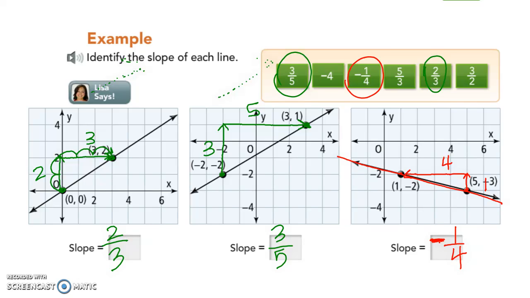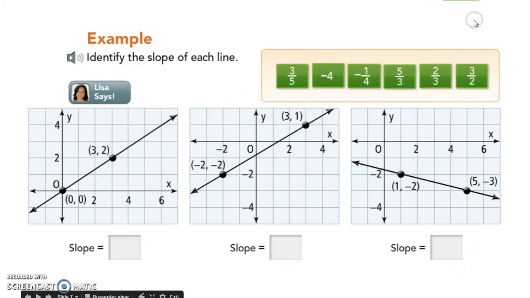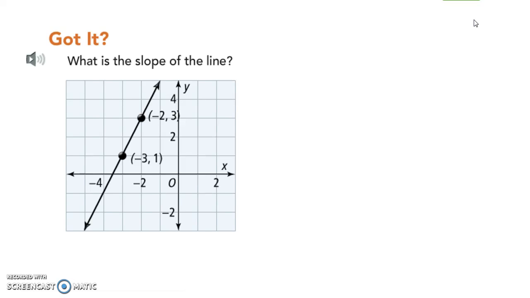Okay, so again, what is the little formula I taught you to find the slope from a graph? Rise over run. Try this one on your own. I'm not going to do it with you. Hit pause and find the slope on your own. When you're ready to check your answer, hit play.